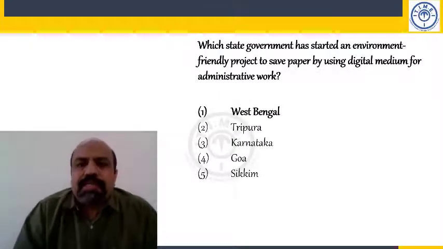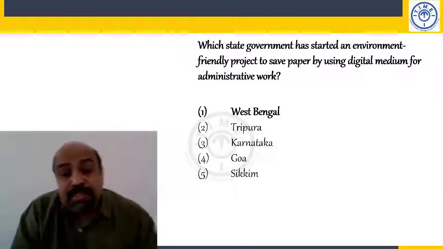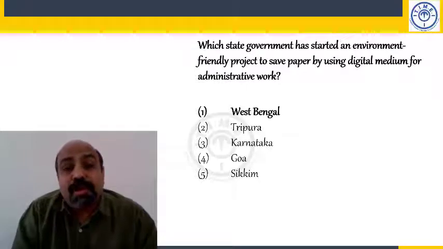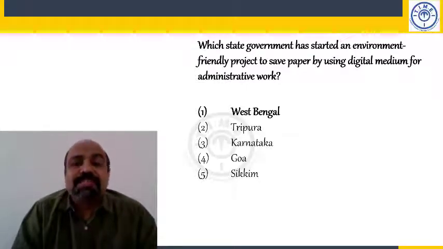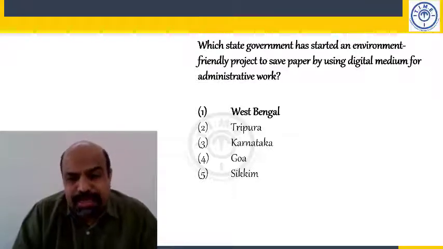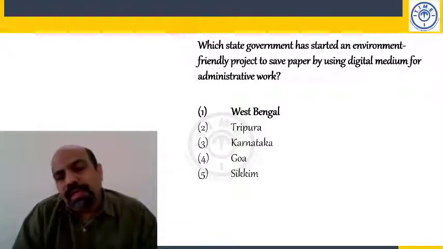Which state government has started an environment-friendly project to save paper by using digital medium for administrative work? Surprise! West Bengal. Chief Minister is Mamata Banerjee. Goa is India's smallest state by area.